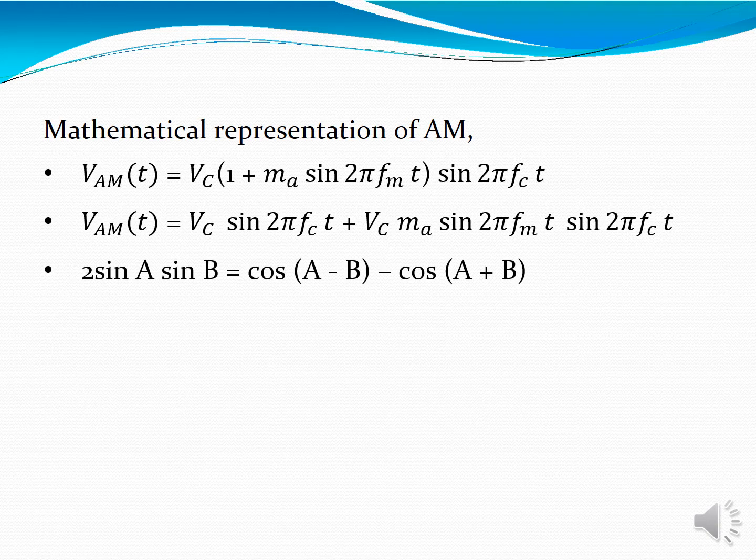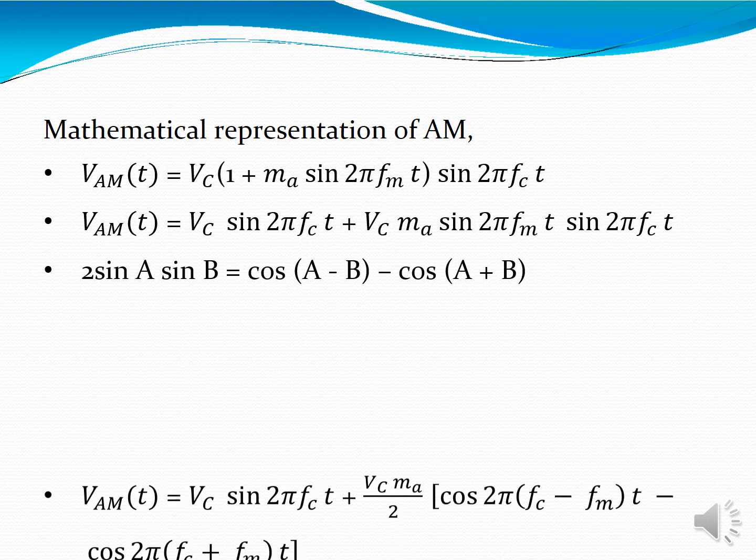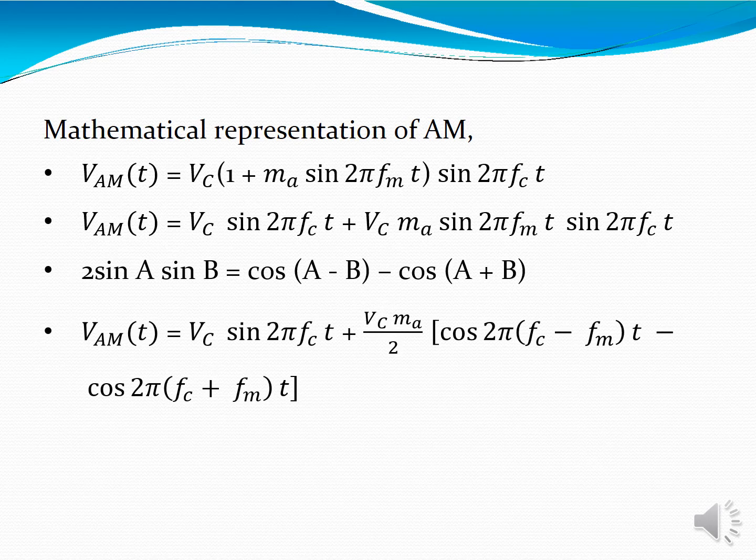Next we have to substitute the formula for sin A sin B, that is, 2 sin A sin B is equal to cos(A minus B) minus cos(A plus B). Now we apply that formula in the previous equation. So Vam(t) is equal to Vc sin 2 pi Fc t plus Vc Ma divided by 2 cos 2 pi (Fc minus Fm) t minus cos 2 pi (Fc plus Fm) t.